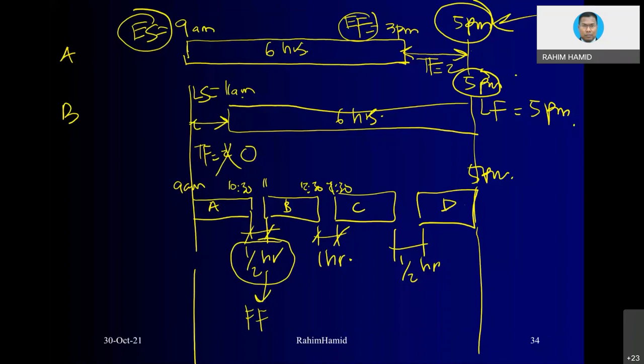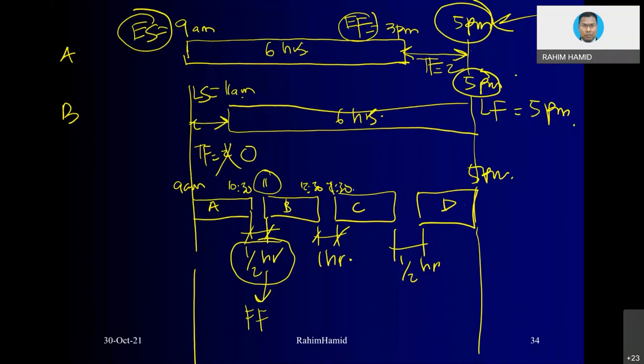Instead of starting at 9, maybe I can start, for instance, at 9:05. So I will finish at 10:35. Still fine because that is within the free time that I have. But don't go beyond half an hour. When I go beyond half an hour, meaning to say the following activity has to start beyond 11. When you encroach into the following activity, you have already used up the free float belonging to activity A, okay? Similarly, between B and C.